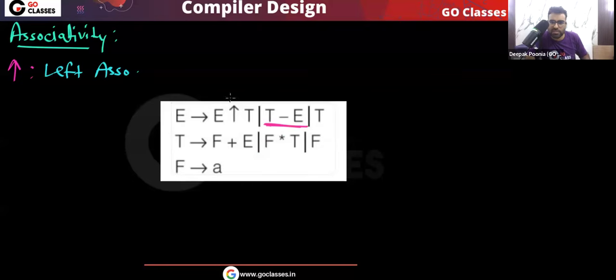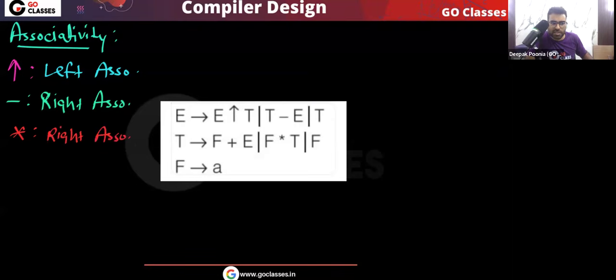And you can see this minus is right associative because e is calling e, and this e is on the rightmost position. So here this minus is actually right associative. Also you can see here this star. This star is right associative because here you can see that t is going to f star t.